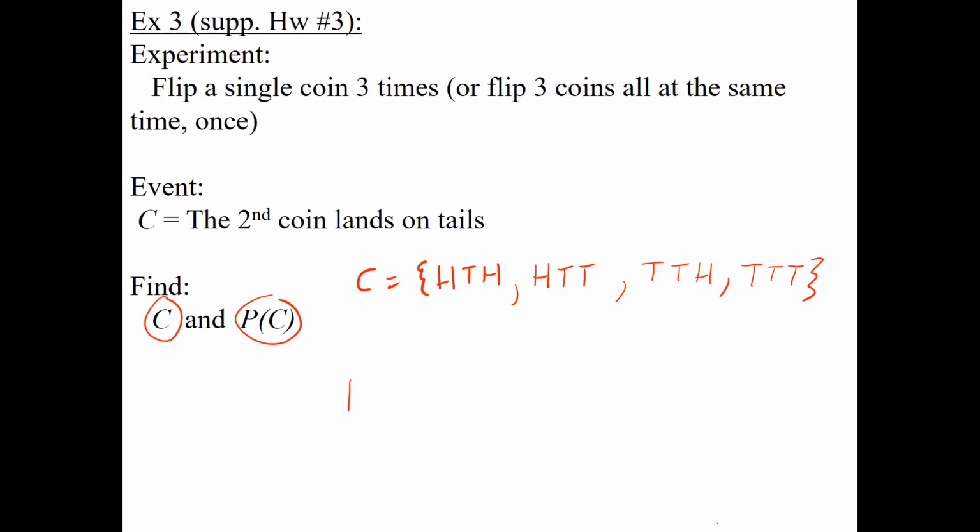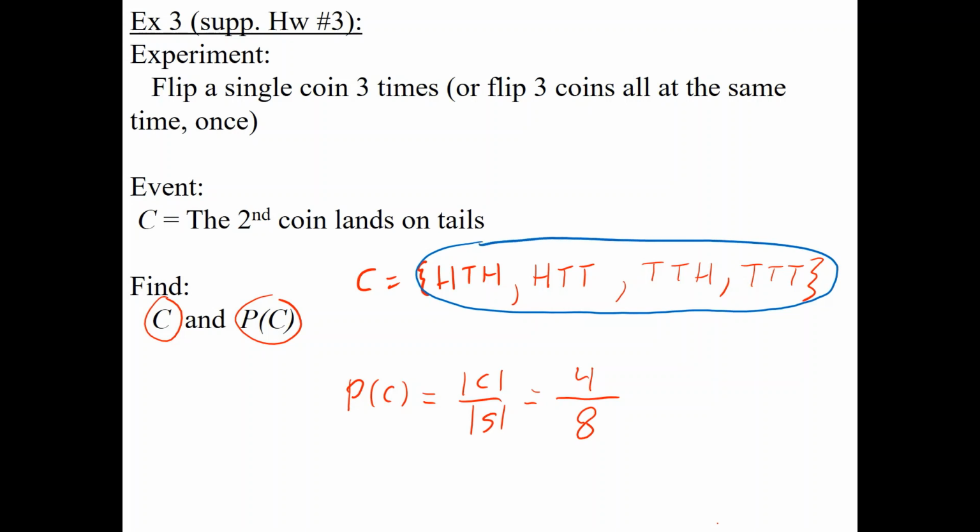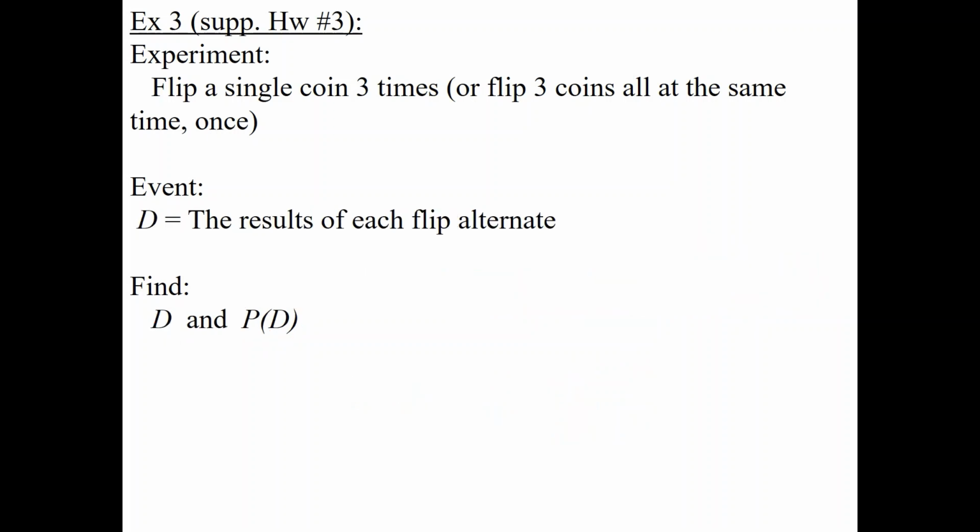And now we're going to find the probability of C. Again, notation, absolute value of C over absolute value of S. How many things are in C? 4 things. How many things are in S? 8. Okay, so once again, there's the answer for the event. If I ask you to find C, there's the answer. If I ask you to find the probability of C, there's the answer. Okay, we got one more, I think.